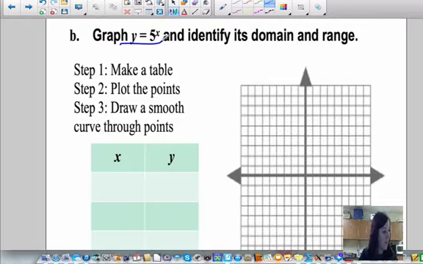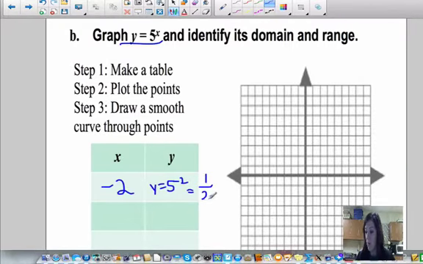So I'm going to start off by plugging in -2. When I plug in -2, it would be y equals 5 to the -2 power. And we know that negative exponents go to the bottom, so it would be 1 over 5 squared, which is 1/25, which is a very, very small number. So I'm going to plot that point. I'm actually going to go by, that's 1, -1, -2. So -2, 1/25 is just above that.